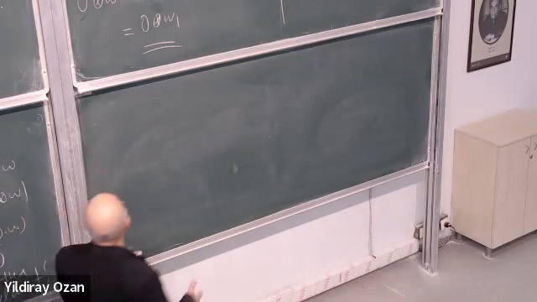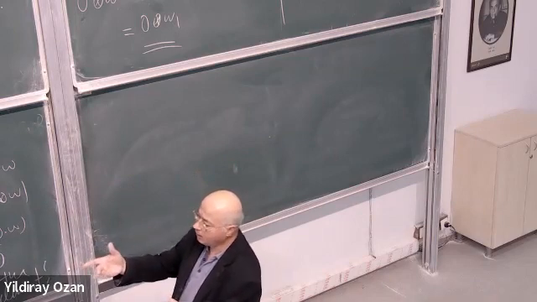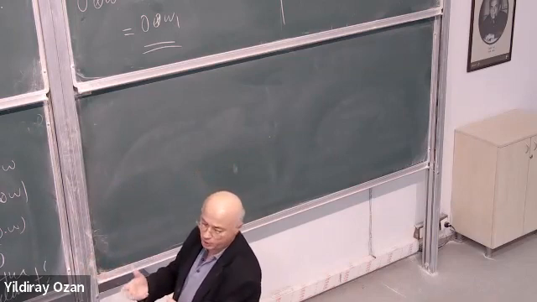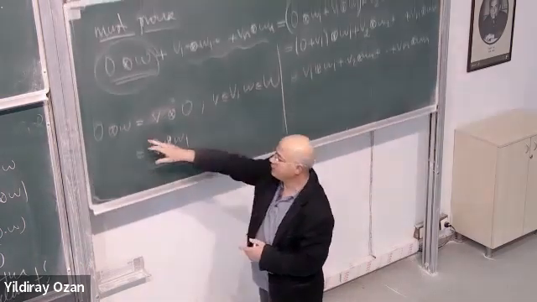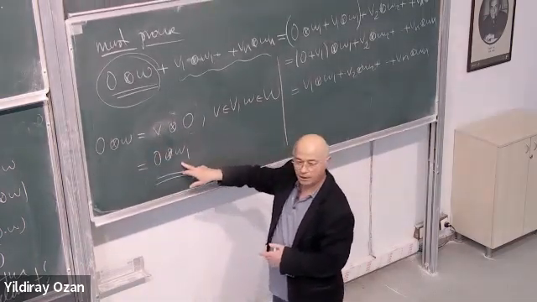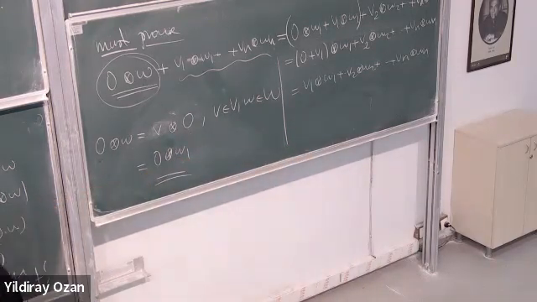To show that this is a vector space, we have to prove several things. This is an abelian group, so it should have a 0. Well, this is the 0 element. And we should have an identity element, I mean an inverse element. The right inverse of this is this one, because the sum is just the 0 element.